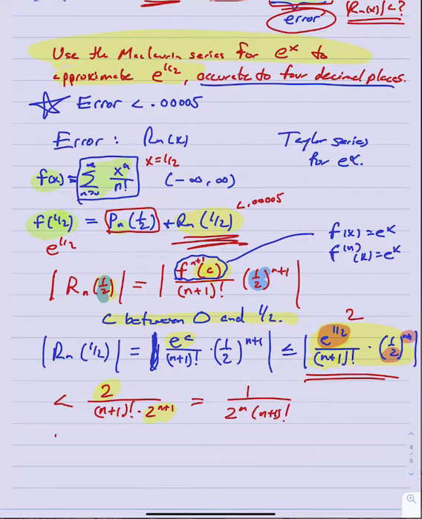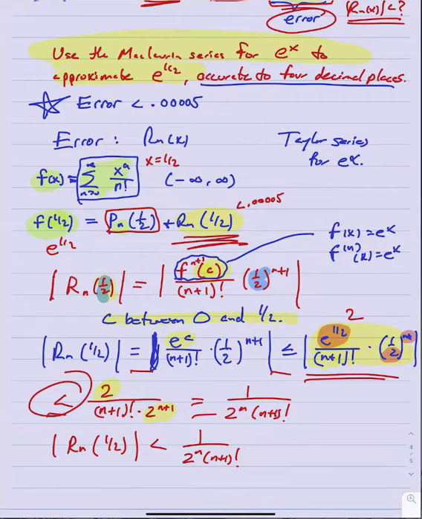All right, summing up, what do I have? I have that the absolute value of that error R sub n at 1/2 is less than, I have to go with the weakest inequality in this string of inequalities I just produced. It's less than 1 over 2 to the n times (n plus 1) factorial.